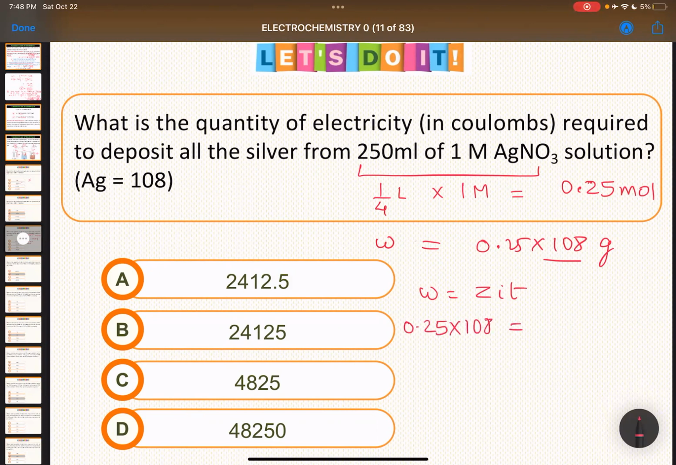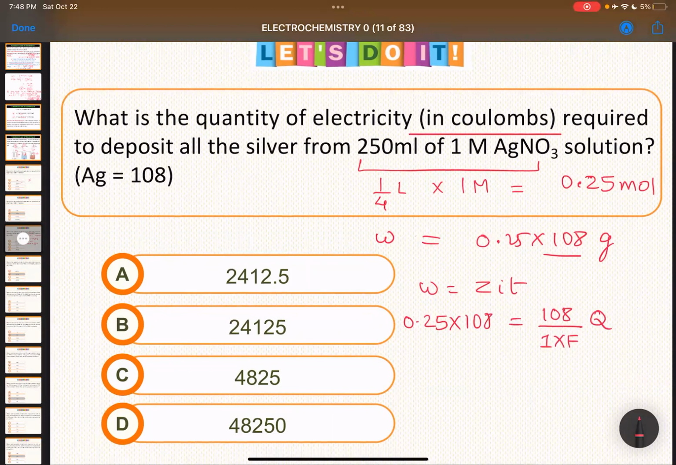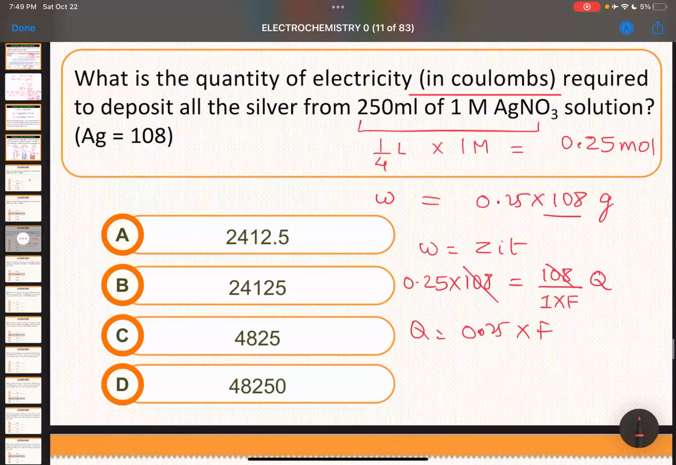And what is Z? Z equal to E by F. Equivalent weight is molecular weight by 1, as you told the right answer in the previous question for silver, into Q, because it is asking not the current and time, it is asking coulomb. So I will write I into T equal to Q. 108 will get cancelled. Q equal to 0.25 into F. You can calculate it. It's very easy. Tell me what's the answer.